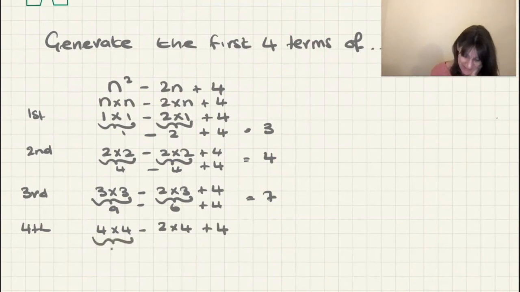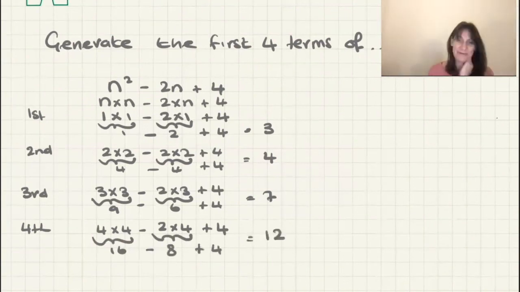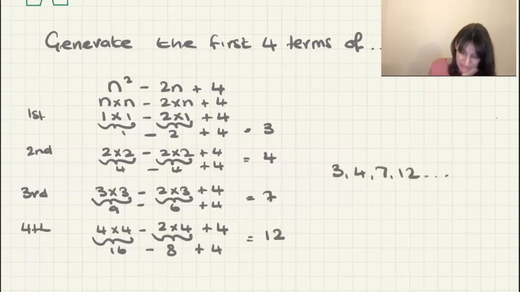4 times 4 is 16. 2 times 4 is 8. So 16 take 8 is 8 plus 4, and you've got 12. So the sequence is 3, 4, 7, 12. Must try and remember to do that.